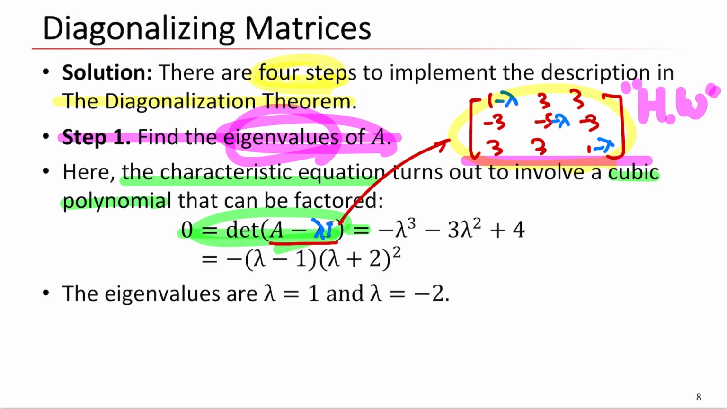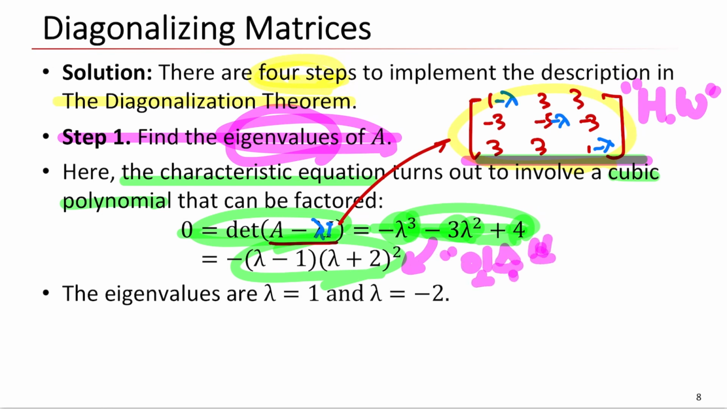We can decompose this determinant as a polynomial equation. So in this case, negative lambda cubed plus 3 lambda squared plus 4. Then we can factorize this term as something like this, right? We already know how to do this, right? It is called 인수분해 in Korean. You can easily do that, right?